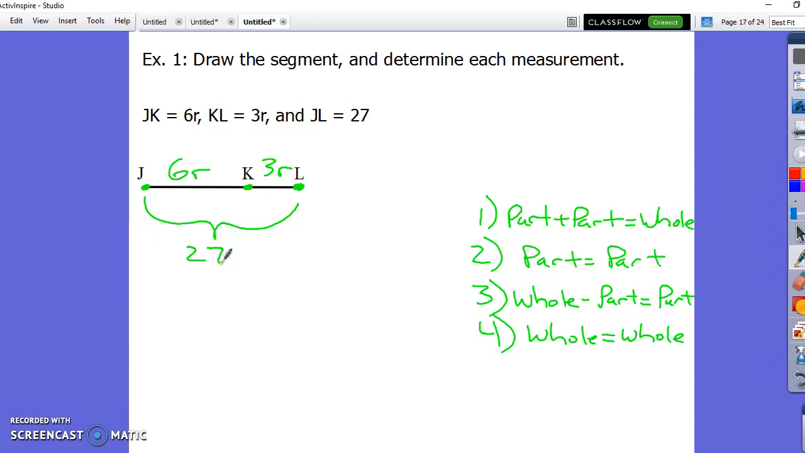So, using a number 1 strategy, Hunter, and using the names of the segments, can you give me a formula for our problem? No. I want like JK. You want JK plus JL. And what does that equal? JL. Yeah. All right. Thank you very much.